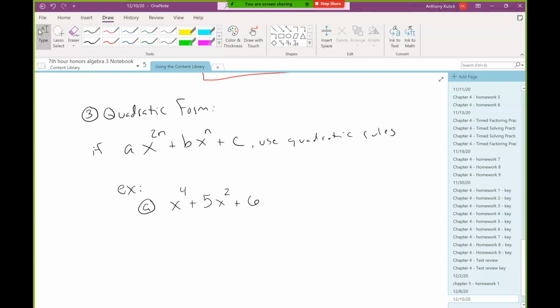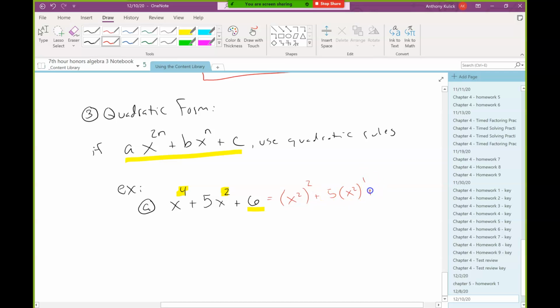So let's say we have x to the 4th plus 5x squared plus 6. I notice that 4 is twice 2, and then there's no variable on the last piece, so it does fit this form. And what I'm going to try to do now is write this like a quadratic. So x to the 4th is x squared squared. And then we have 5 times x squared to the 1st plus 6.